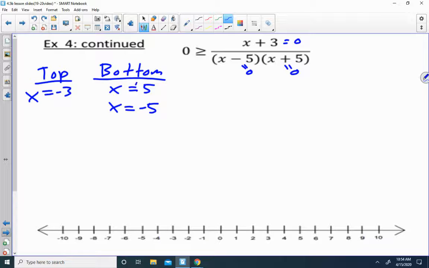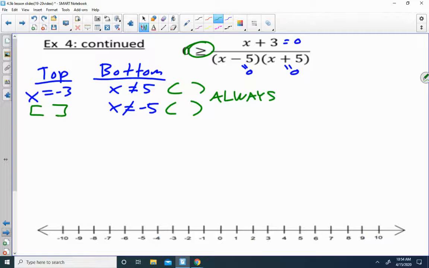And as always, for the bottom, set them not equal. And as always, they are always going to get open parentheses. Done. But of course, for the top, we got to look at our inequality. Our inequality is greater than or equal. The equal to means closed brackets. All right.